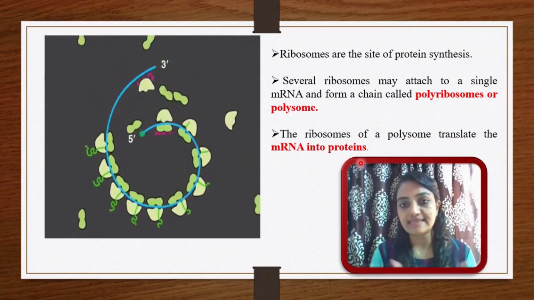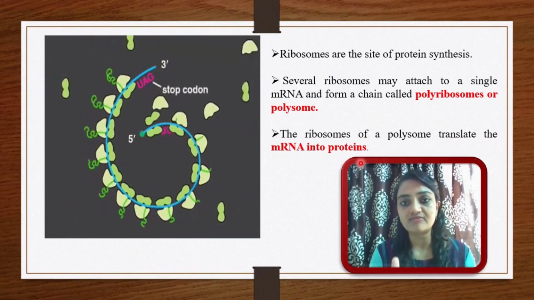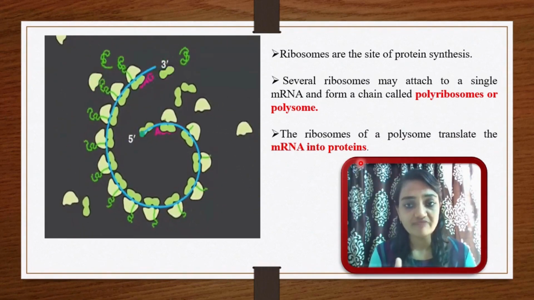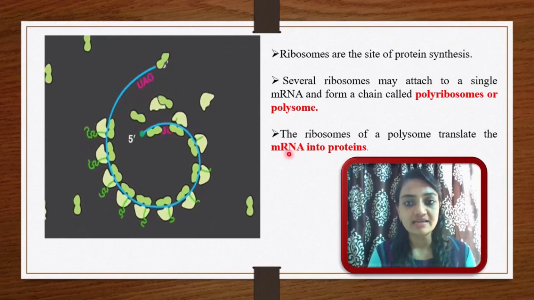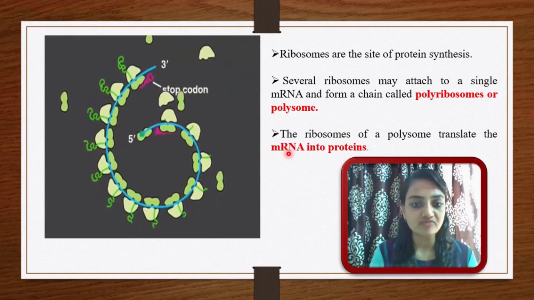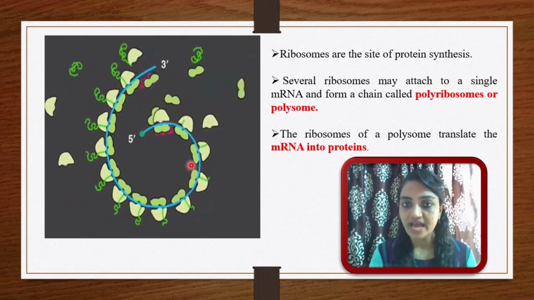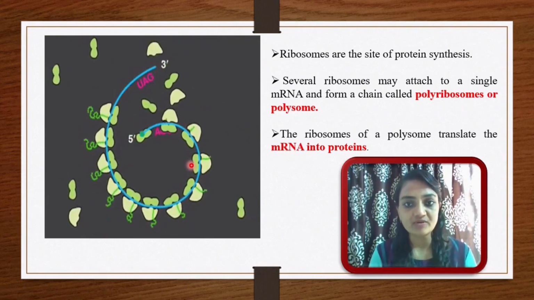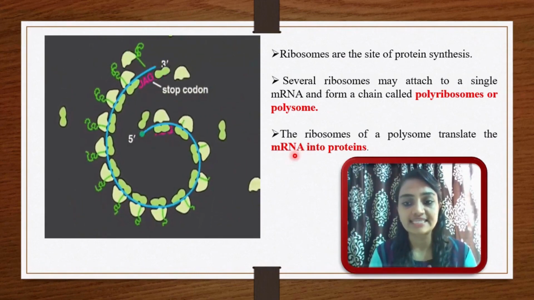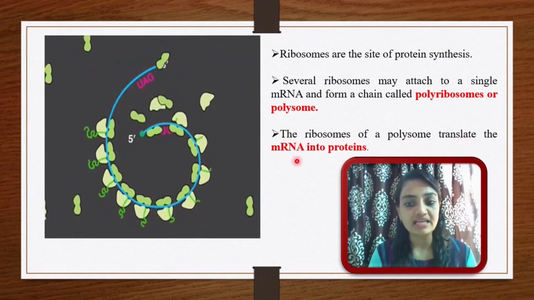So this is the central dogma. The DNA in the center will pass the message to the cytoplasm in the form of mRNA. That process is called transcription. After transcription, this mRNA carries the code for the protein synthesis, and according to the codes present on the mRNA strand, protein synthesis will occur. That process of protein synthesis using mRNA is called translation. That's why the ribosomes of a polysome translate the mRNA into protein.